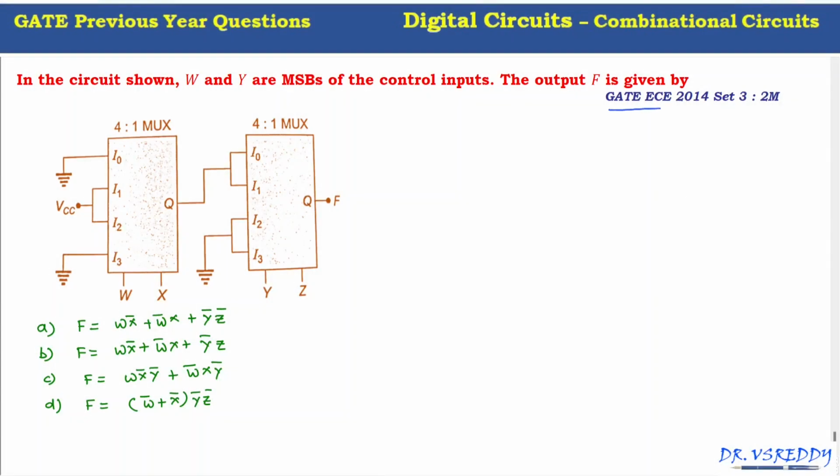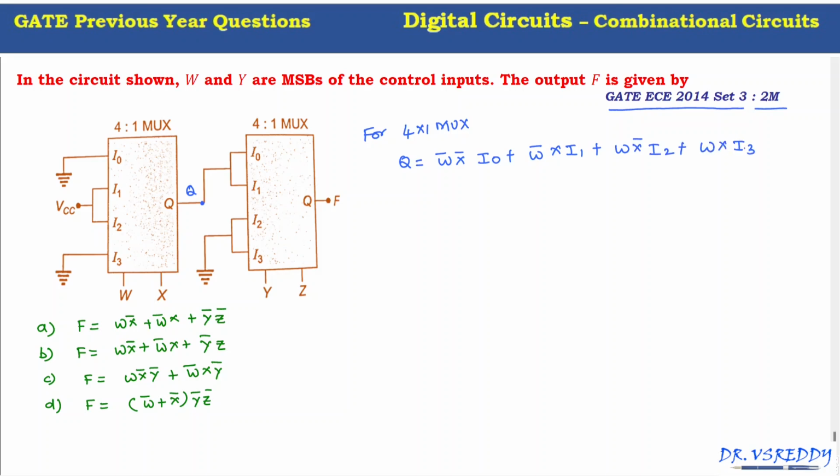This question was asked in GATE ECE 2014, set 3, a 2 mark question. In the circuit shown, W and Y are the MSBs of the control inputs. The output F is given by? So they give two simple 4:1 muxes. The output of the first mux is Q. W and X are the selection lines. For the 4:1 mux, the output Q we can write as W bar X bar I0 plus W bar X into I1 plus W into X bar I2 plus W X into I3.